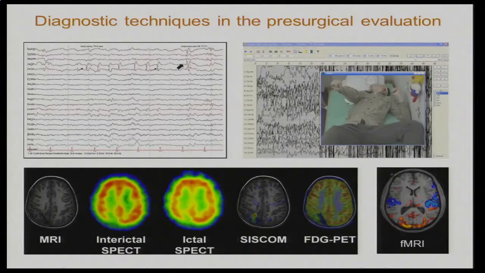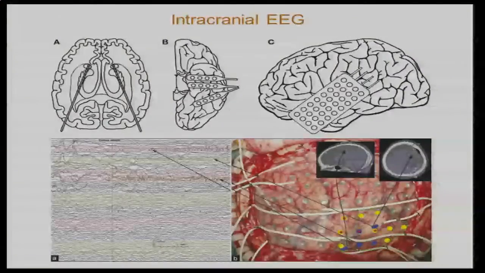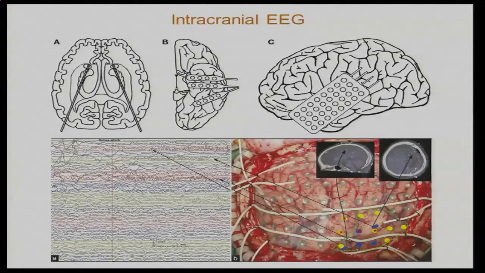Then there is PET, and PET allows us to assess the metabolism in the brain, and a PET performed far away from seizures shows a hypometabolic area where the seizures supposedly arise. And then there is fMRI, which is important to obtain because it allows us to define the eloquent cortex. These are areas which you should be careful in resecting because they can lead to important neurological deficits, such as language, for instance.